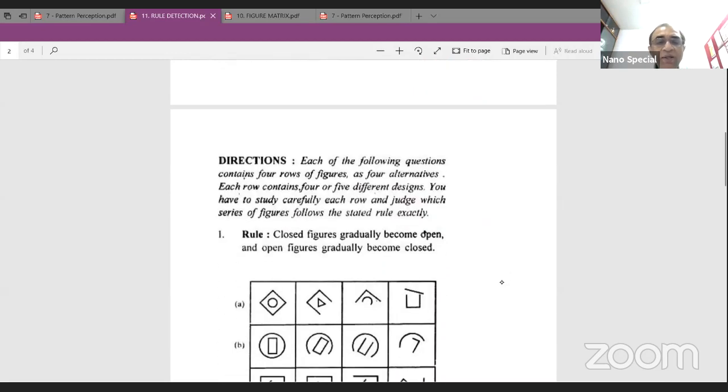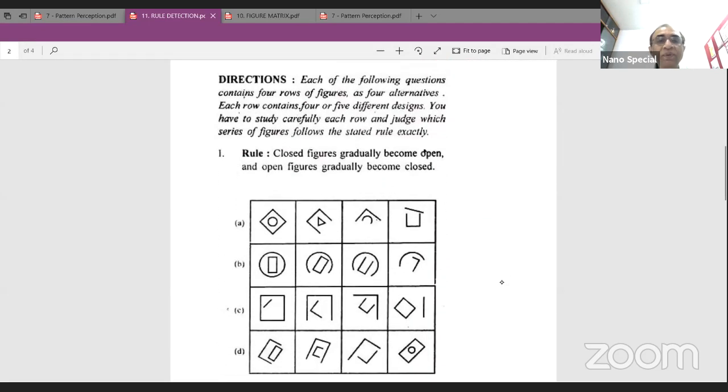Now let's look at the second one. Okay, let's look at the second one. Please answer the second one.